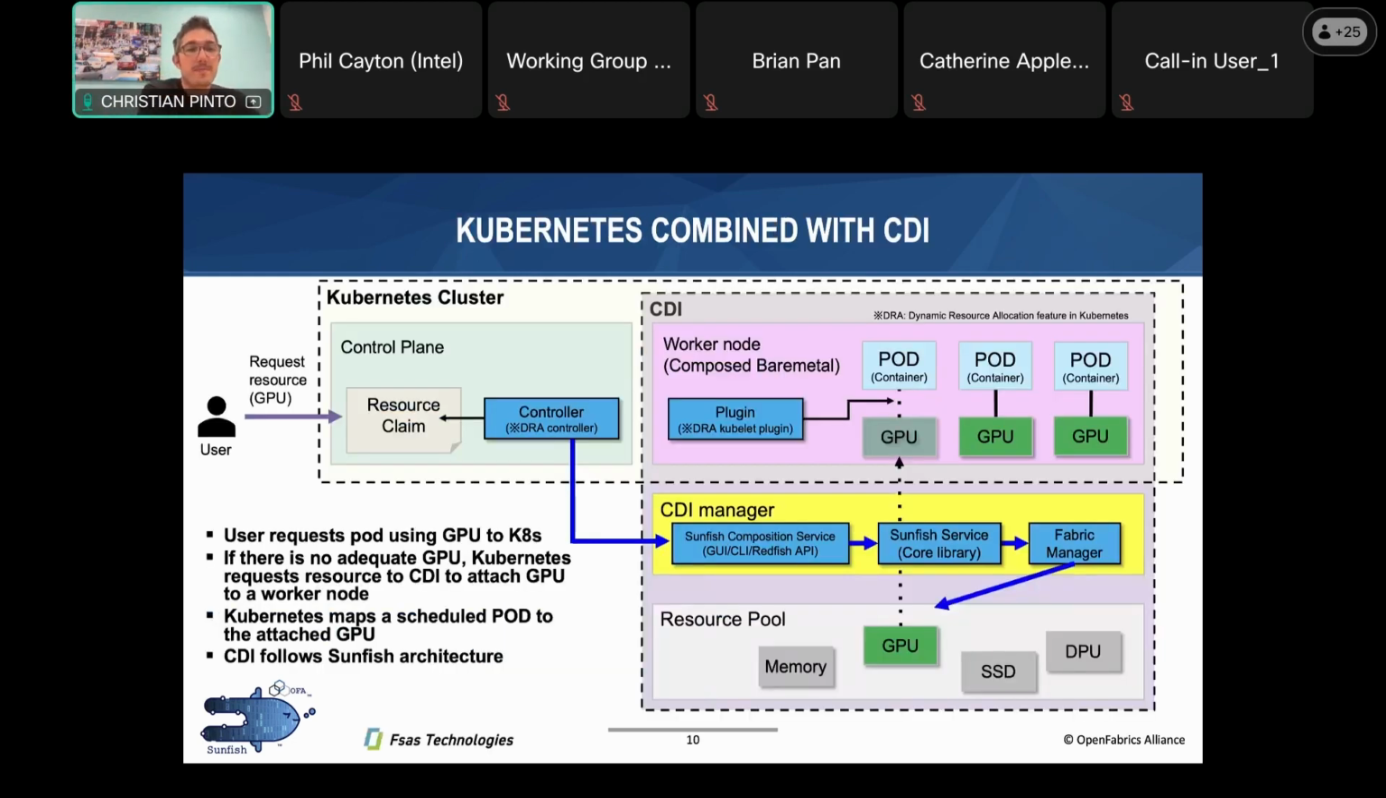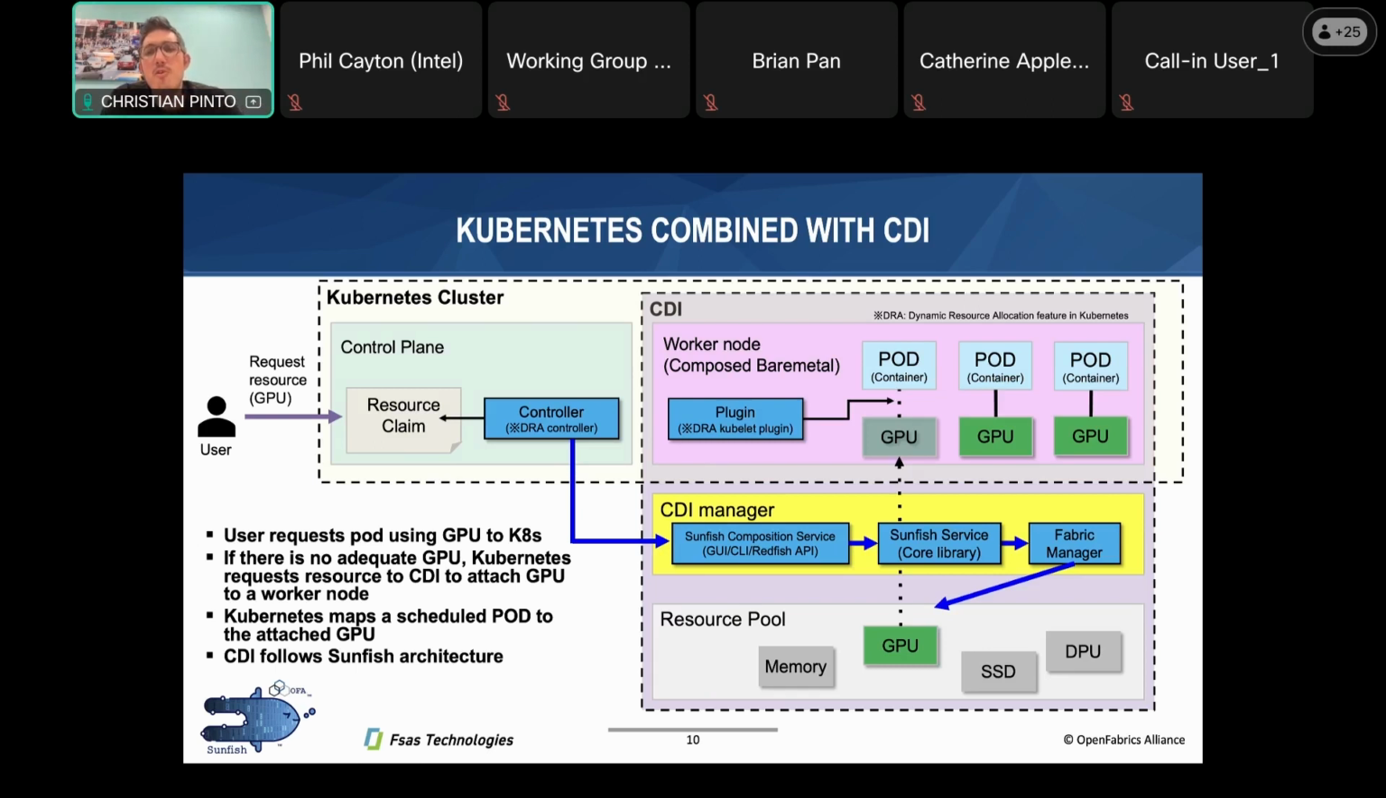So, for instance, one use case, provided by our colleagues at FSAS Technologies, would be: I want to leverage composable pooled resources through Kubernetes. What you would achieve with this type of infrastructure is that the user will just request, I need a GPU for my container. For those up to date with the Kubernetes jargon, you would create a resource request, a resource claim, as they are called today.